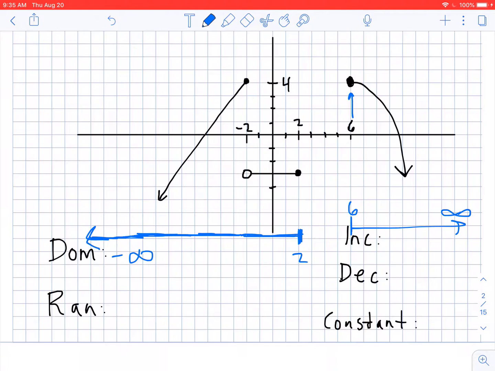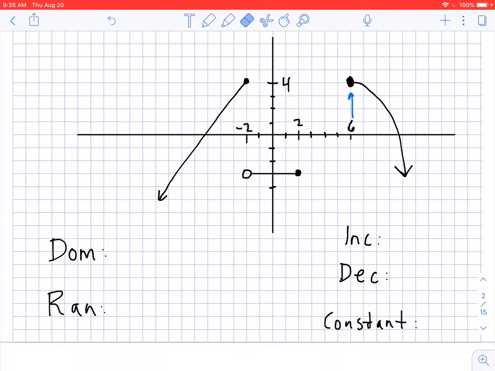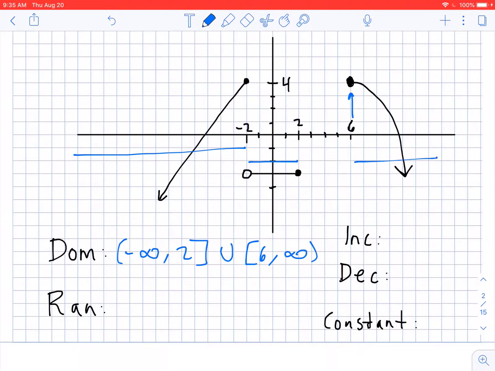From negative infinity to 2 and from 6 to infinity. So let's write that. From negative infinity to 2 and 6 to infinity. If you wrote from negative infinity to negative 2, from negative 2 to 2, and from 6 to infinity, I would also accept that.